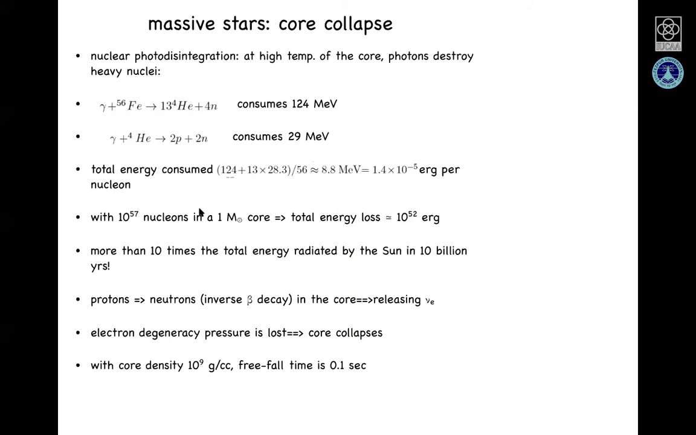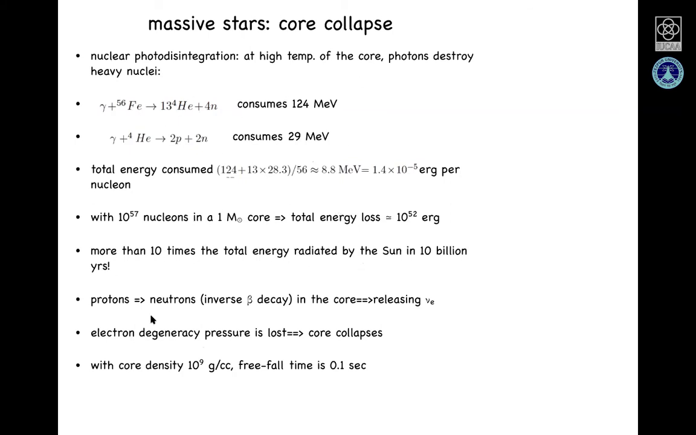And since a 1 solar mass core, suppose you take a 1 or 1.4 solar mass core, there are about, how many nucleons are there? You can find out it's about 10 to the power 57 nucleons. And the total energy loss, if you multiply 10 to the 57 by this, is about 10 to the 52 ergs. This much energy is consumed because of the photodisintegration, right? This is, by the way, more than 10 times the total energy radiated by the Sun in 10 billion years, right?